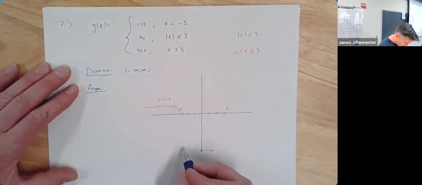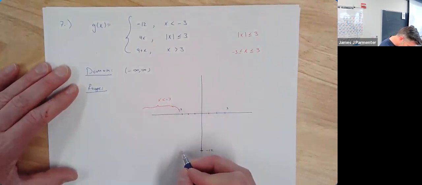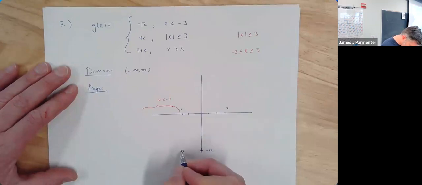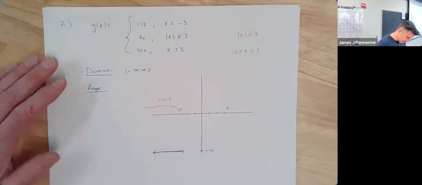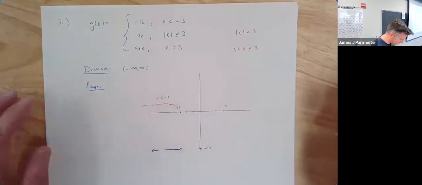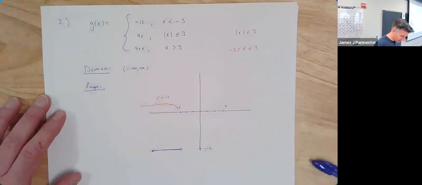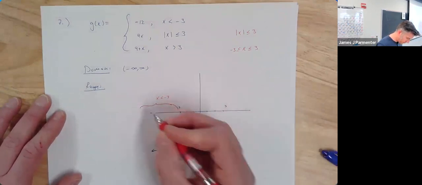And it's going to be open at the point -3, -12, because it's when x is less than -3, not less than or equal. So here is my left piece where x is less than -3 and the y value is equal to -12.